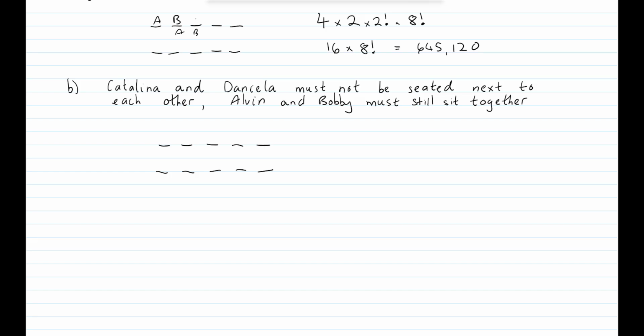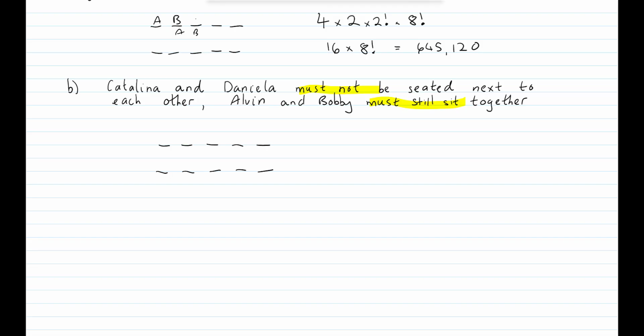For part B, Catalina and Daniela must not be seated next to each other, but Alvin and Bobby must still be seated together. Okay, so they must still be seated together, and C and D must not be seated together. So we can do this in two ways.